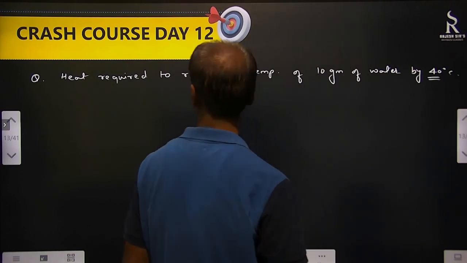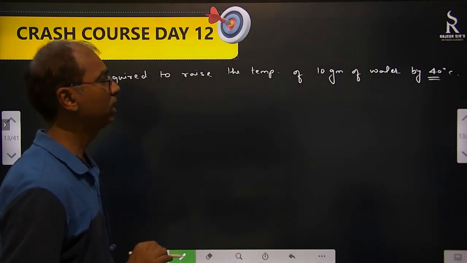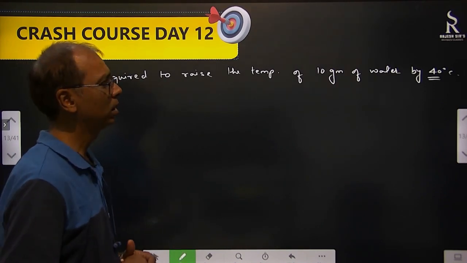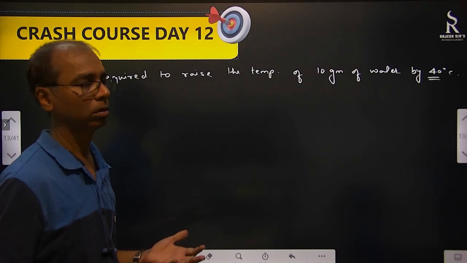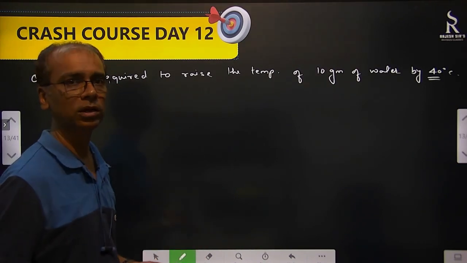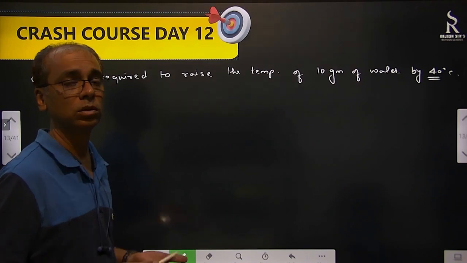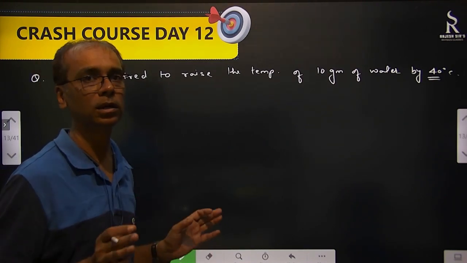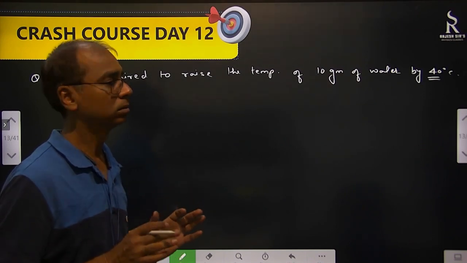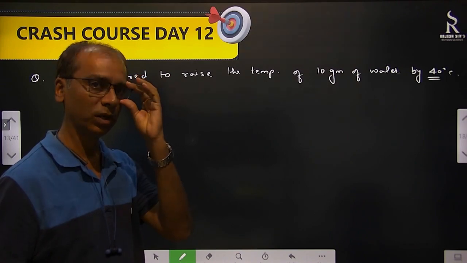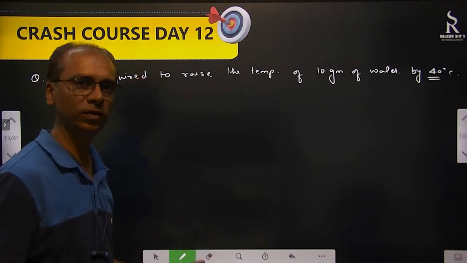Okay, heat required to raise the temperature of 40 gram of water by 40 degree centigrade. So are we changing the phase in this one? Answer is no. We are talking about water and you are increasing the temperature of water by 40 degree centigrade. So there is no change in phase, so we will not talk about latent heat. Then what we will talk? Specific heat only, because you are increasing the temperature.